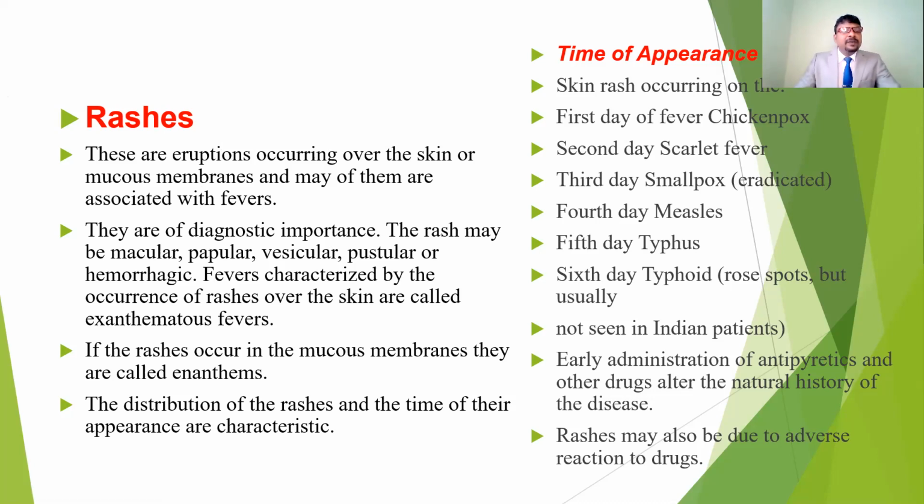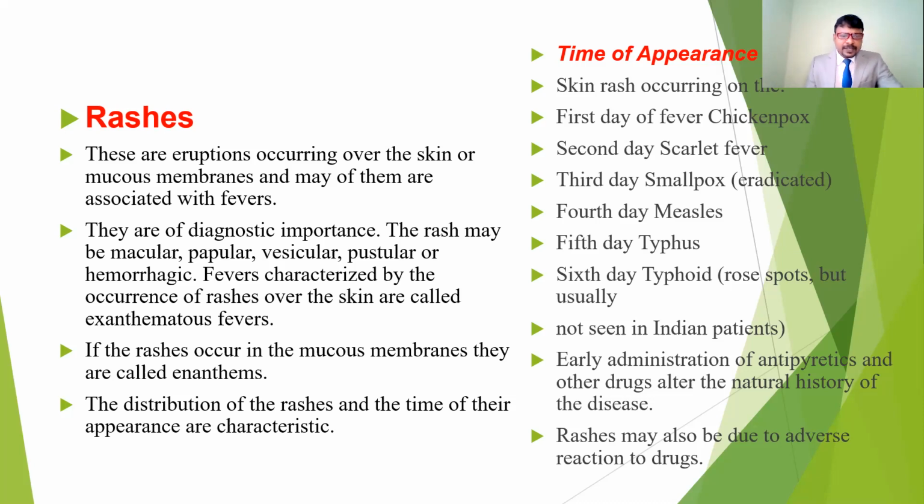So if anybody gets a fever with rashes, the diagnostic procedure is very, very important. The rash may be macular, papular, vesicular, pustular, or hemorrhagic. These are different types of rashes. Sometimes they look like bleeding, or papule-like or vesicle type, or there is fluid inside the rash. So we can find different types of rashes in different types of conditions.